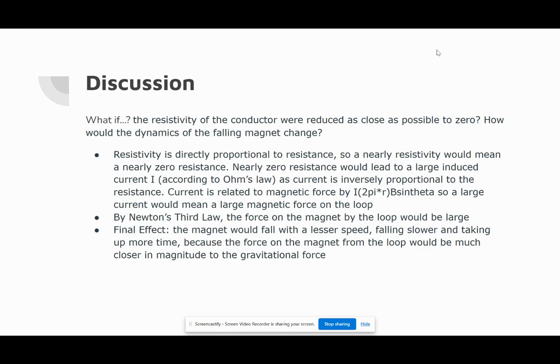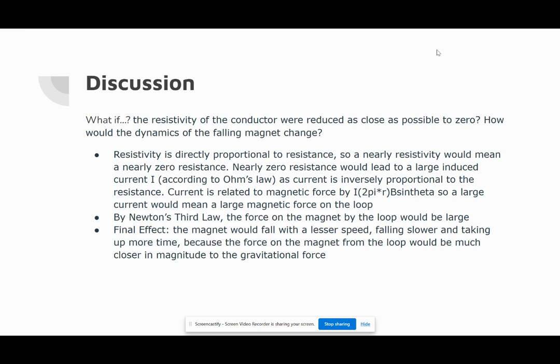For the what if, the resistivity of the conductor were reduced as close as possible to zero. How would the dynamics of the falling magnet change? Resistivity is directly proportional to resistance, so nearly zero resistivity would mean a nearly zero resistance. Nearly zero resistance would lead to a large induced current I, according to Ohm's law, as the current is inversely proportional to the resistance. Current's related to magnetic force by I times 2 pi r B sine theta, so a large current would mean a large magnetic force on the loop.